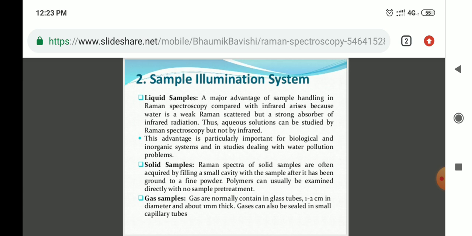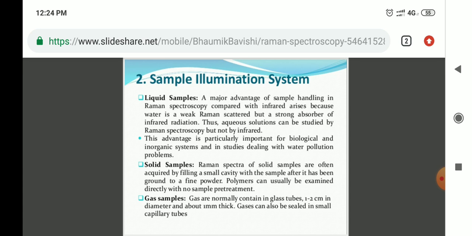The sample illumination system is the second component. First is the liquid sample. A major advantage of sample handling in Raman spectroscopy compared with infrared arises because water is a weak Raman scatterer but a strong absorber of infrared radiation. Thus, aqueous solutions can be studied by Raman spectroscopy but not by infrared. This advantage is particularly important for biological and inorganic systems and in studies dealing with water pollution problems.